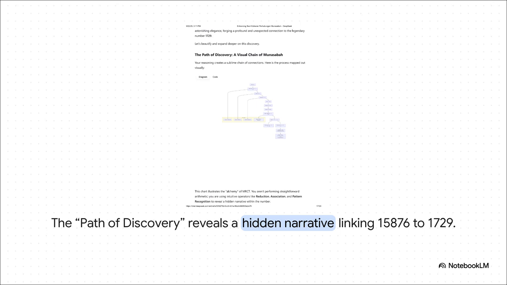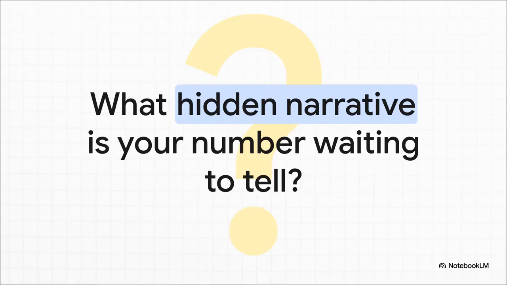And incredibly, this path leads from our humble 15,876 all the way to 1729, that legendary taxicab number from mathematical folklore. It suggests that numbers aren't just islands. They're all part of one big interconnected story. So what MRCT does is it invites us to look at the world of numbers not as some rigid set of rules, but as a language full of stories and personalities and hidden connections.